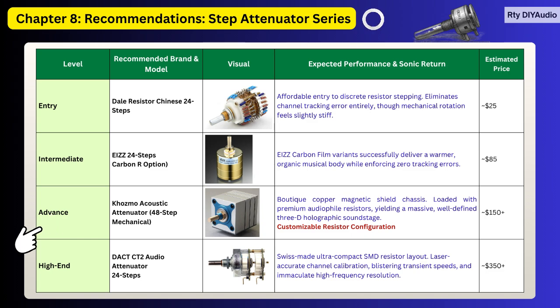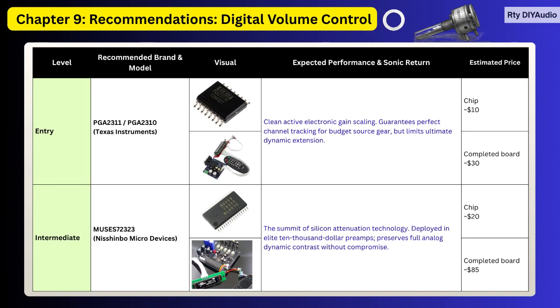At the advanced stage, the Khozmo acoustic attenuator delivers a massive sweep inside a boutique copper shield chassis with fully customizable resistor layout options. And at the high-end summit, the Swiss-made DACT CT2 offers a blisteringly fast transient layout with immaculate high-frequency resolution. Let's advance to Chapter 9, Digital Volume Control Recommendations.